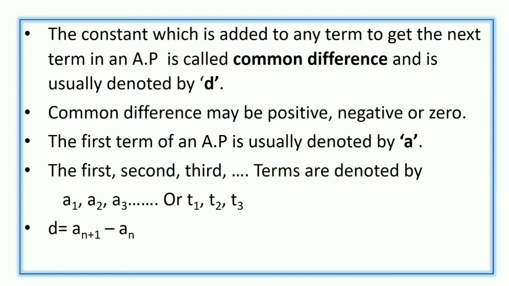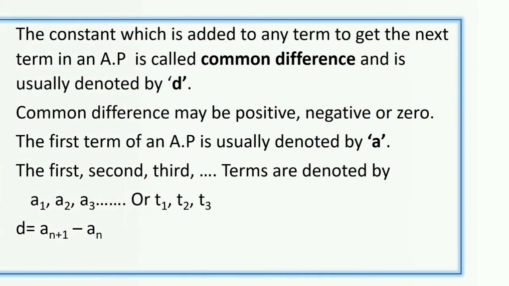The first term of an AP is usually denoted by a. The first, second, third terms are denoted by a1, a2, a3 or T1, T2, T3, etc. Obviously, the nth term is denoted by an, or the 50th term is denoted by a50, the 100th term is denoted by a100, and so on. We can get the value of d by subtracting an from an plus 1.